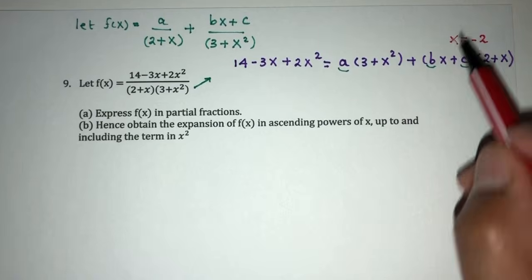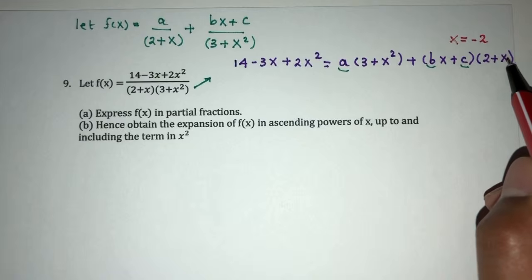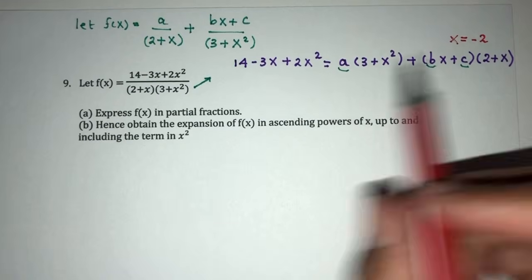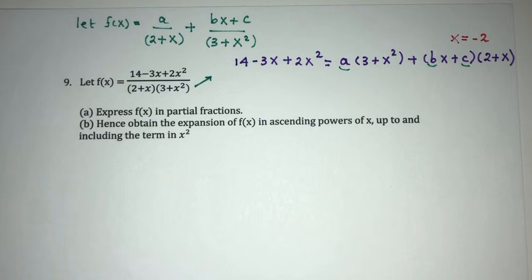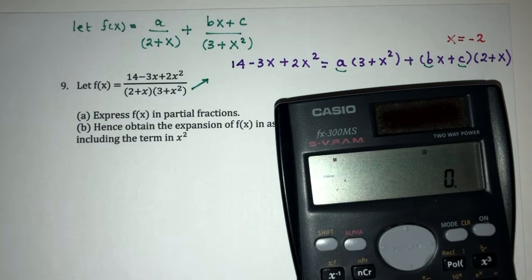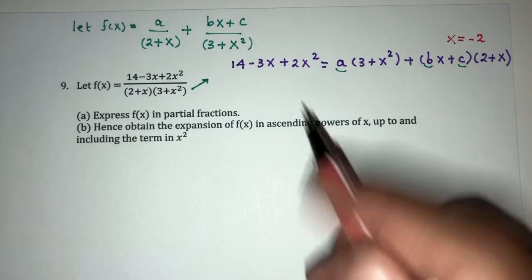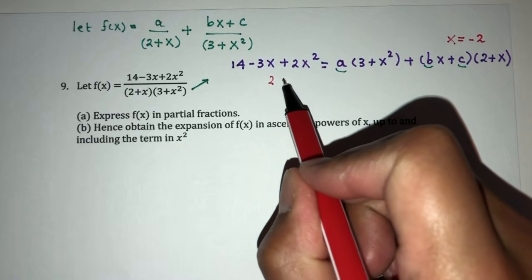When x equals minus 2, this will be 0 here, right? Because 2 minus 2 is 0. That will be 0 everything. And here, let's see one by one. You can of course use your calculator to find out the value on the left hand side first. So we have 14 minus 3 times minus 2 plus 2 times 4. You will have 28 on one side. So let's write down the value here, 28 on the left hand side.